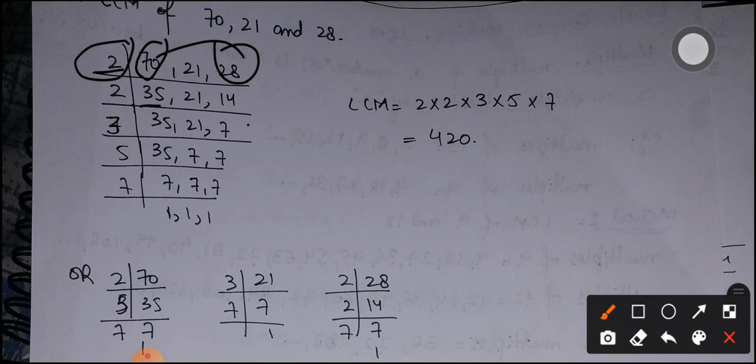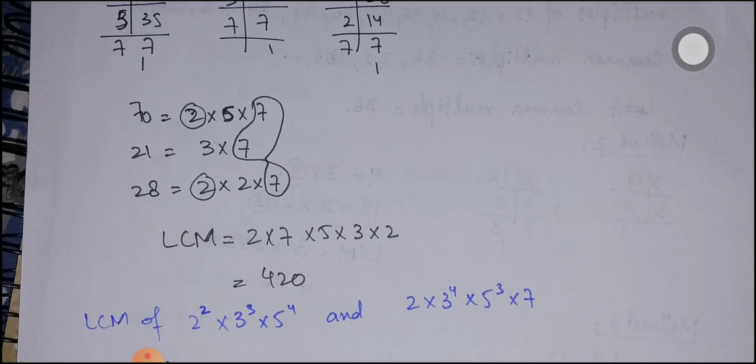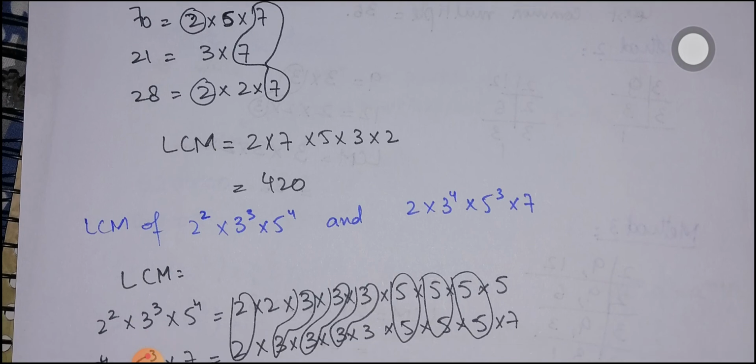That's why if some number is common in two prime factorizations, you should consider it to be the common number, so that it appears only once. So this is the difference between HCF and LCM. For HCF, we will take out a number as common only if it is common in all three numbers.